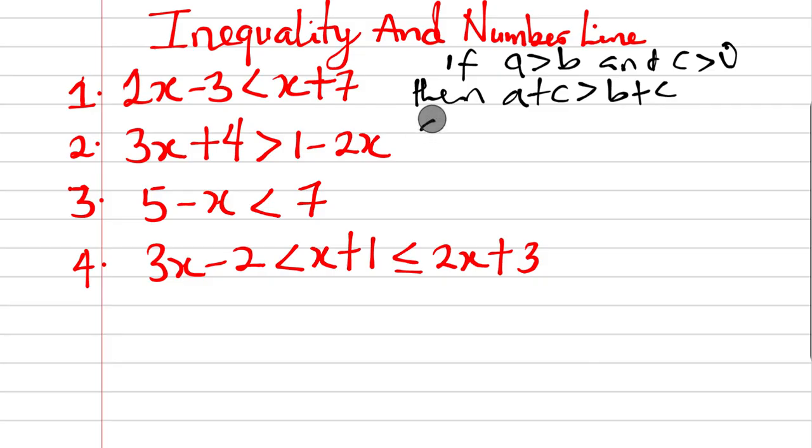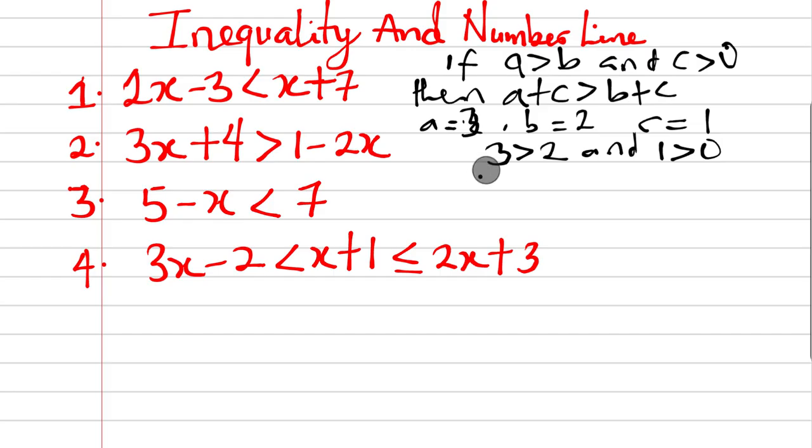So let's say A is equal to 3, B is equal to 2, and C is equal to 1. What this rule is saying is that if 3 is greater than 2, and 1 is greater than 0, automatically 3 plus 1, are you seeing that now? Is it not greater than 2 plus 1? You can see that this is 4 greater than 3. That is the first rule.